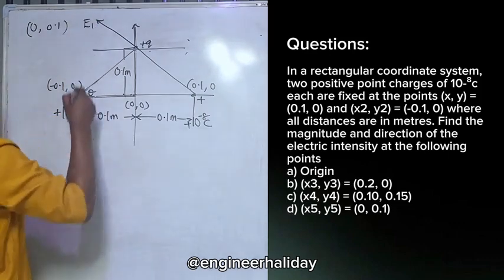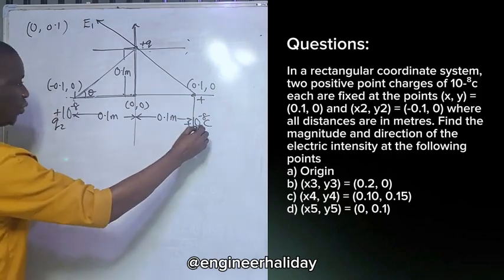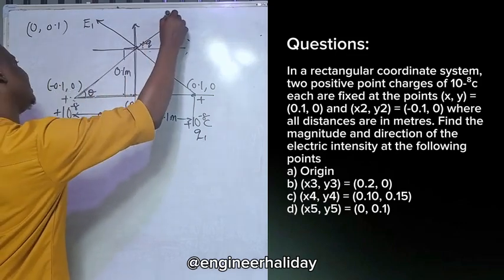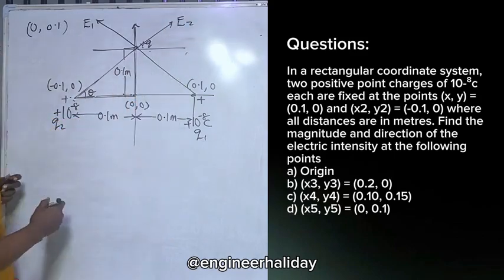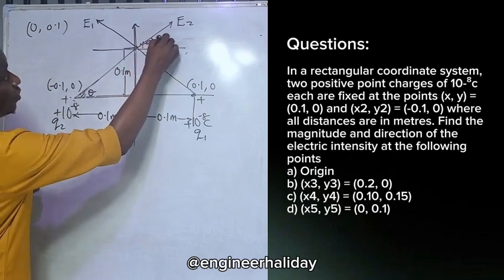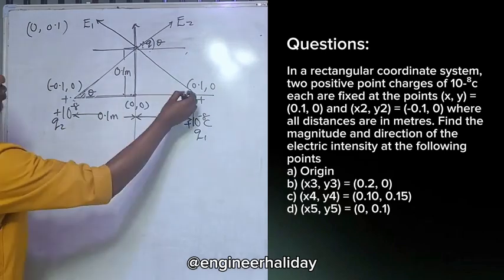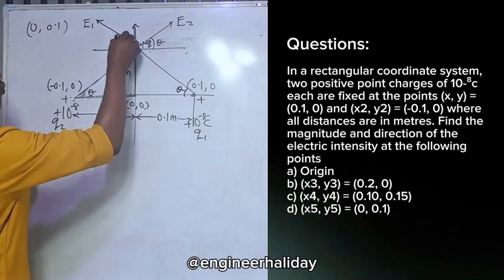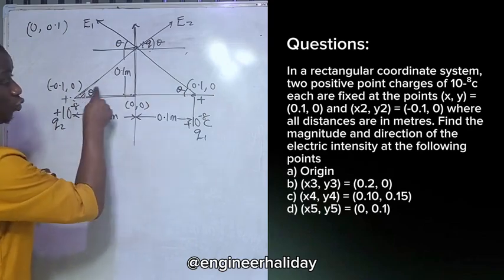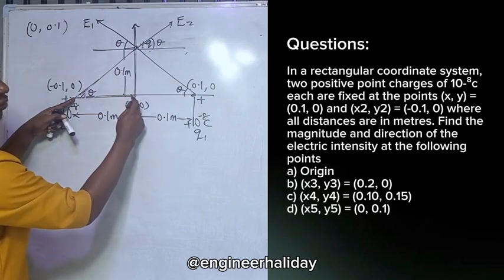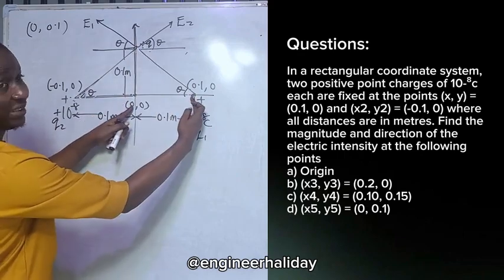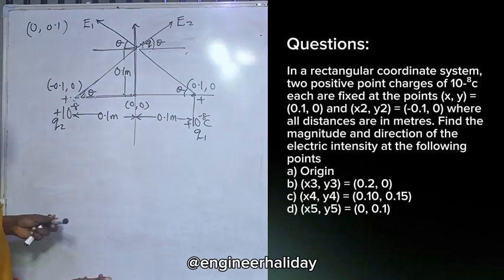This is, let's say, E1. This is Q2. Don't forget this is Q1. This is positive also, and it will repel like this. So we have E2 this way. Now, this angle should be equal to this angle, just like where we did the other time. And this angle here should be equal to this angle. You know why these two angles will be equal? Look at it. What is opposite? 0.1. What is adjacent? 0.1. What is opposite of this one? 0.1. What is adjacent? 0.1. So they are equal.